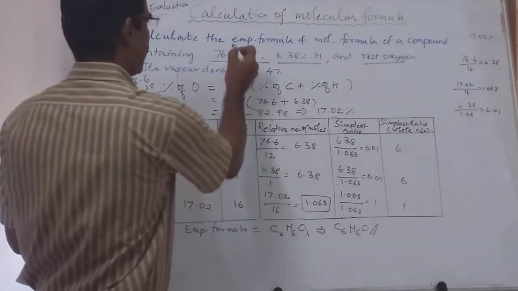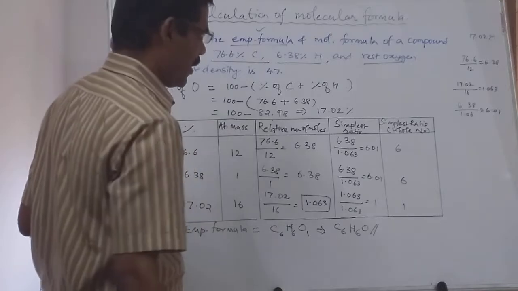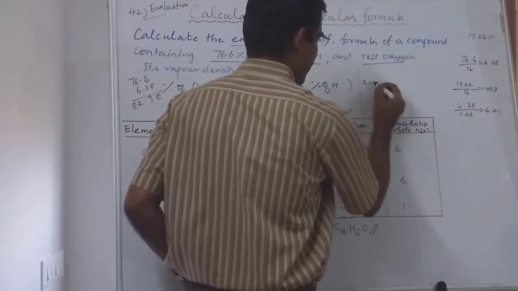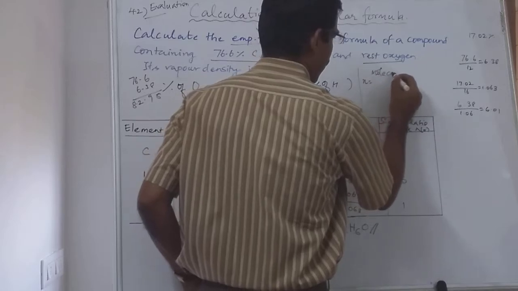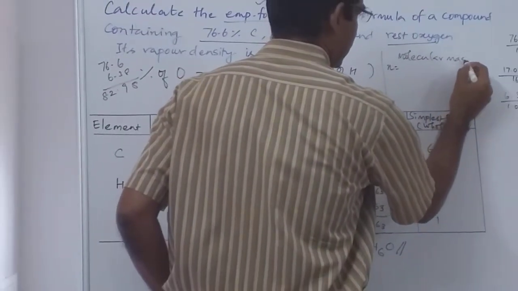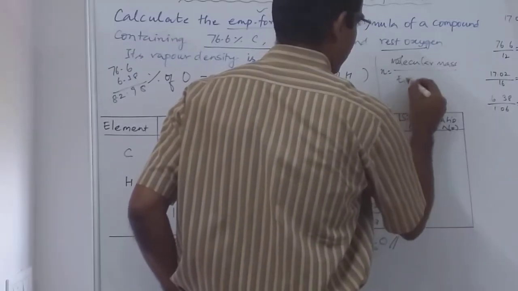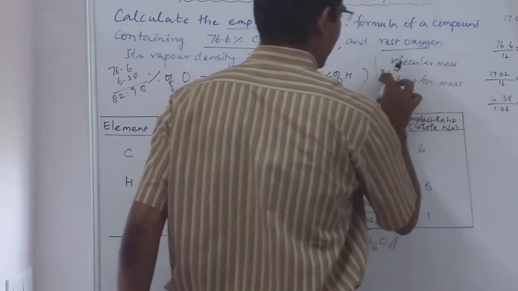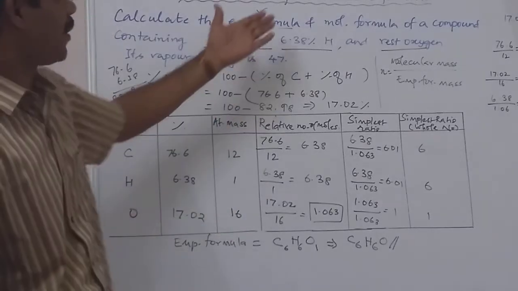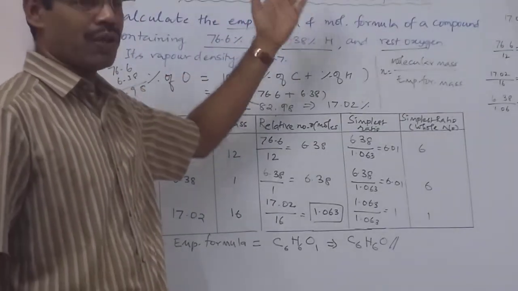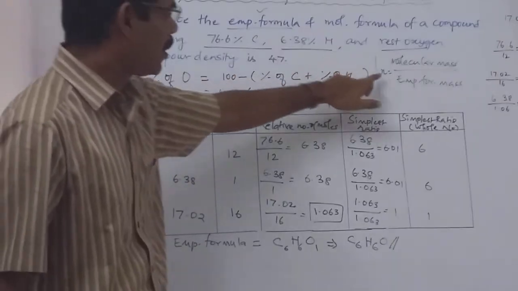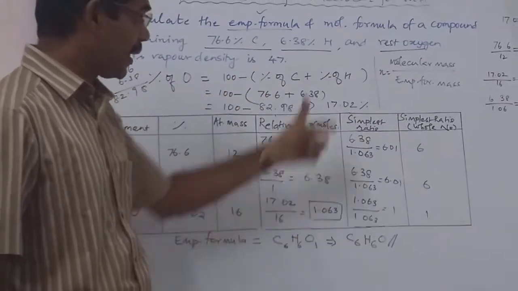For the molecular formula, first we have a formula, you see, it states like this: N is equal to molecular mass by empirical formula mass. So what is this N? N is the whole number. The molecular formula is actually a whole number multiple of the empirical formula. We have to calculate this N now.